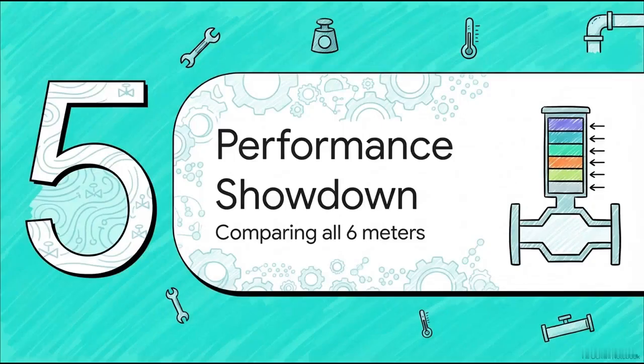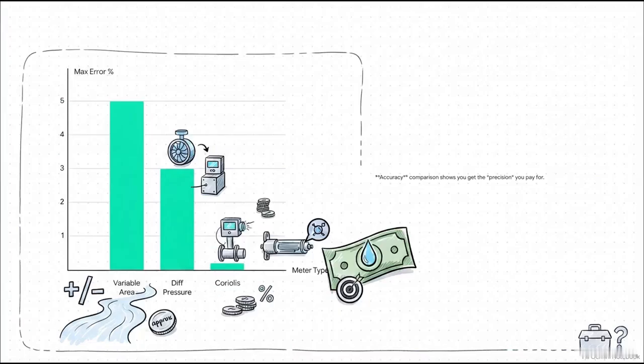Let's step back and look at the big picture in Section 5, the Performance and Maintenance Showdown. Let's see how all 6 stack up. When you look at the accuracy data across the board, 3 distinct tiers immediately emerge. Down at the bottom, providing a pretty broad estimate, is the variable area meter at plus or minus 2 to 5%. Then, in this massive middle ground, we've got meters ranging from the DP at 1 to 3% all the way down to the highly accurate electromagnetic at 0.2 to 0.5%. But sitting entirely in a league of its own is the Coriolis meter at 0.1 to 0.2%.